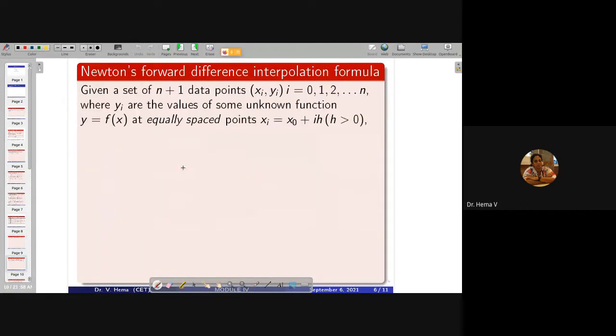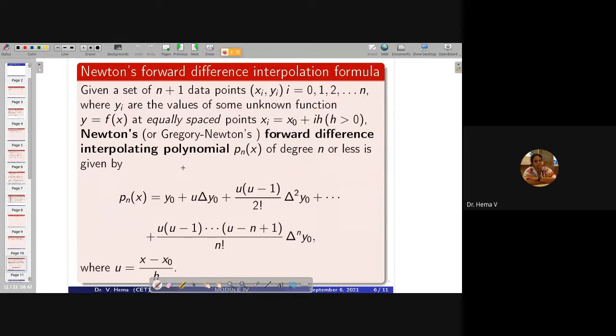Now the Newton's forward interpolation formula is this. This is also called Gregory's method. Gregory's interpolation formula theories do come, but in your syllabus you have to stick to Newton's forward difference interpolating formula. There are n plus 1 data points, equally spaced with the condition xi is equal to x0 plus ih. Then the polynomial is this. You have to learn it by heart for the exam.